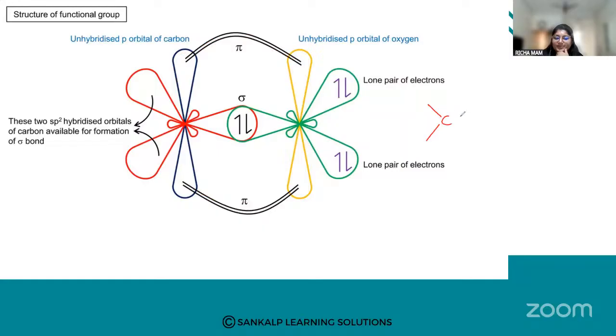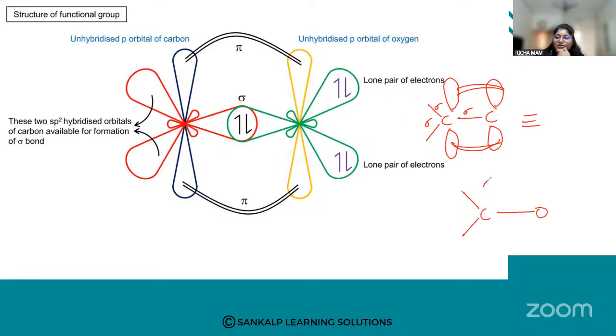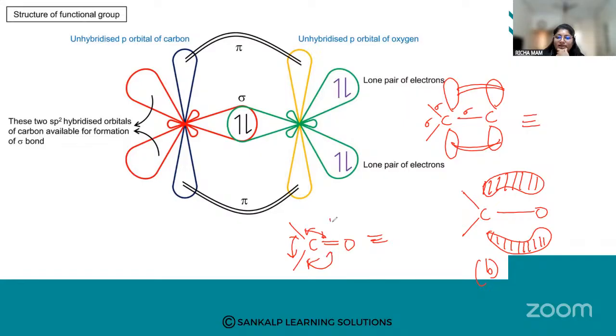So if you see the structure, this is a sigma bond, this is a sigma bond, this is a sigma bond, and like this the overlap takes place between the unhybridized p orbitals of carbon and oxygen. So one cloud is above and one cloud is below. The angle which is made by the planar structure is 120 degrees, for the complete structure.